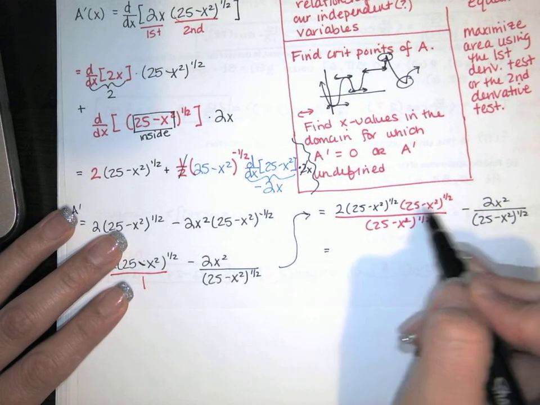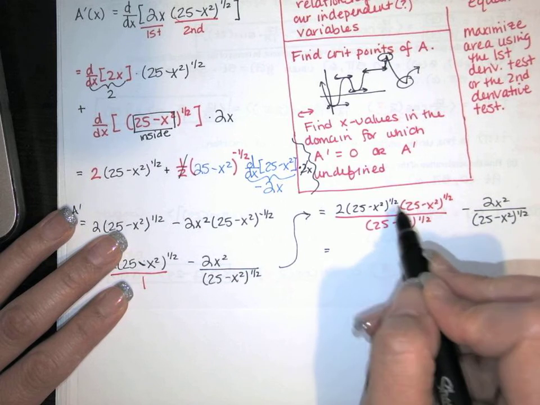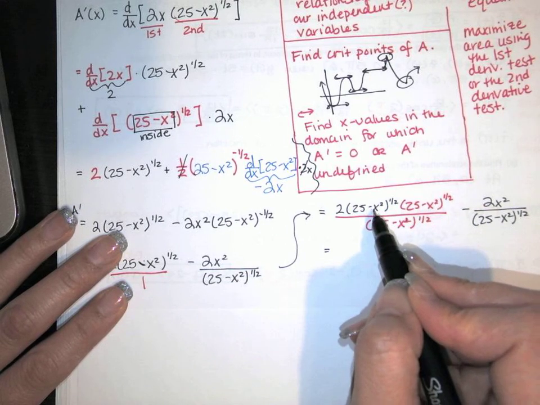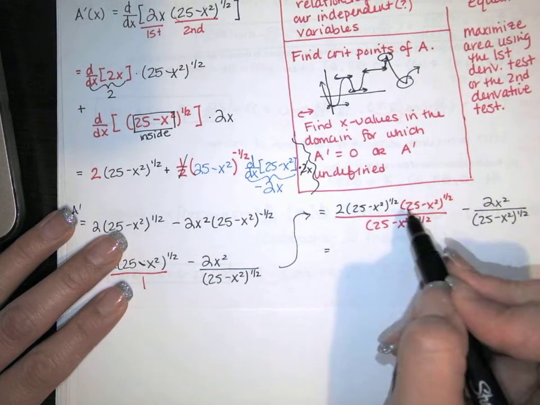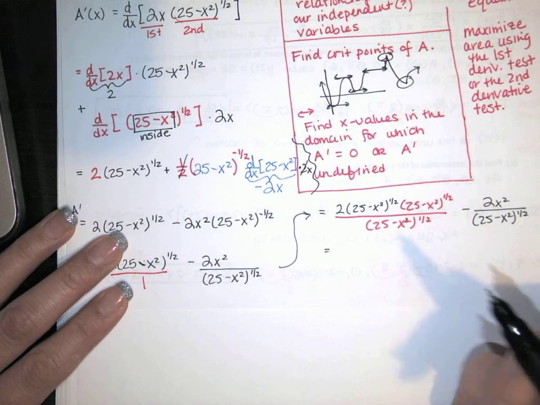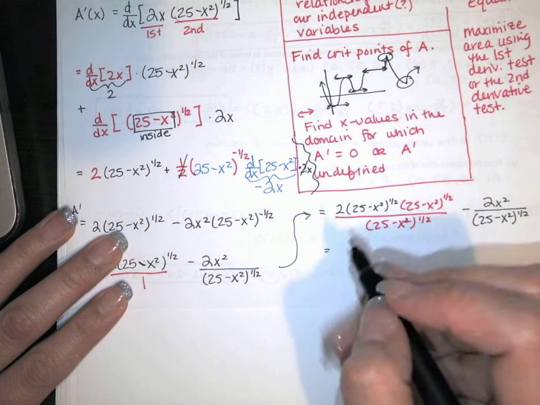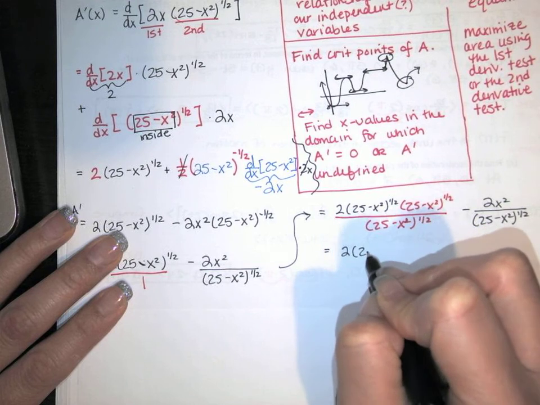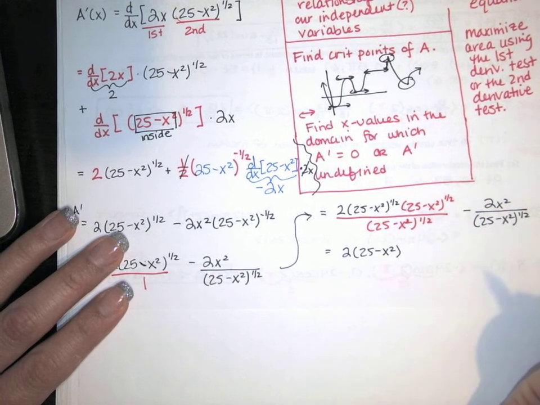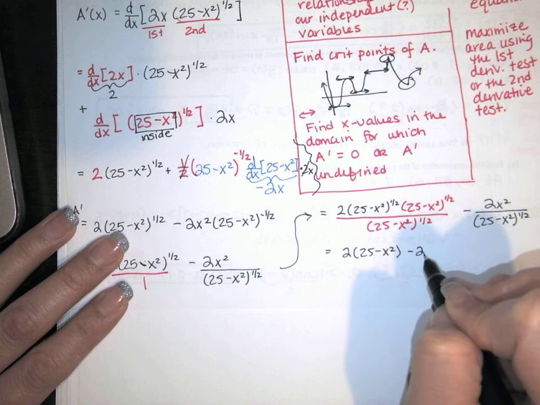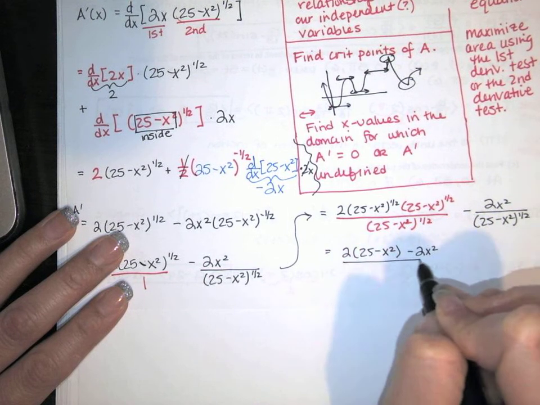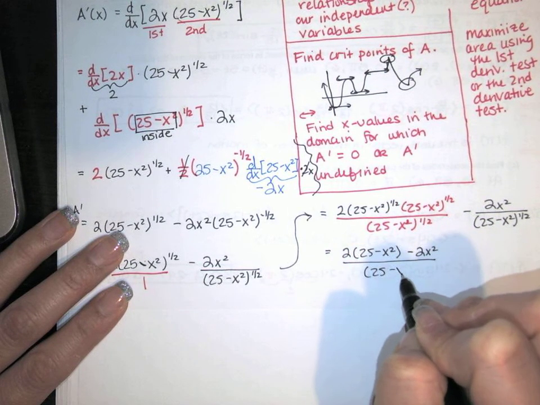And now you've got a square root times a square root, even though it doesn't look like it. Remember, those are square roots. A square root times a square root is just the expression itself. Or you can think of it as a square root squared and you get the expression itself. So you have 2 times the quantity 25 minus x squared. Denominators are the same, so we'll subtract the numerators. Minus 2x squared all over this.